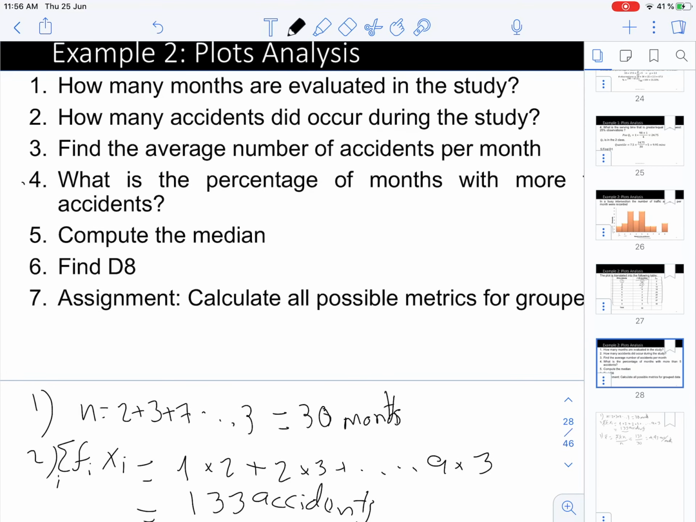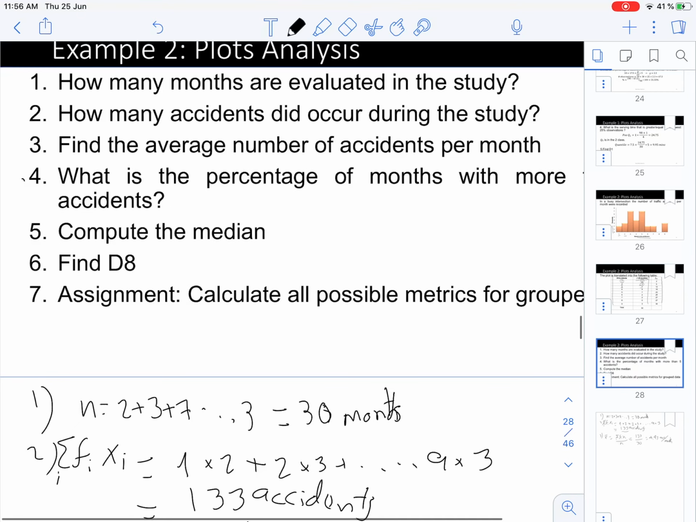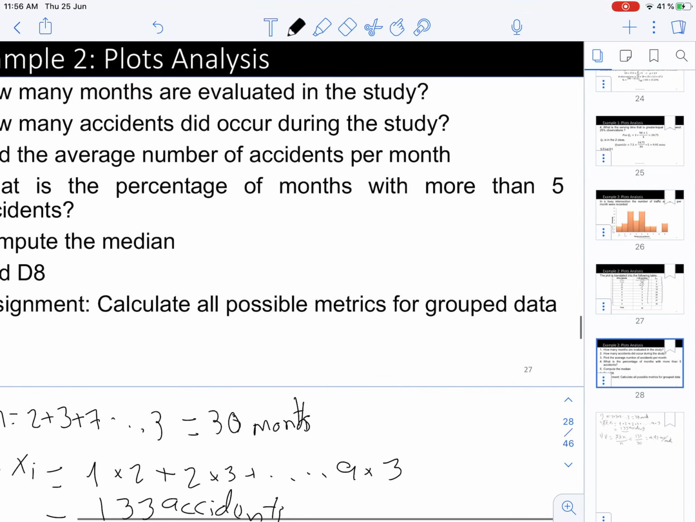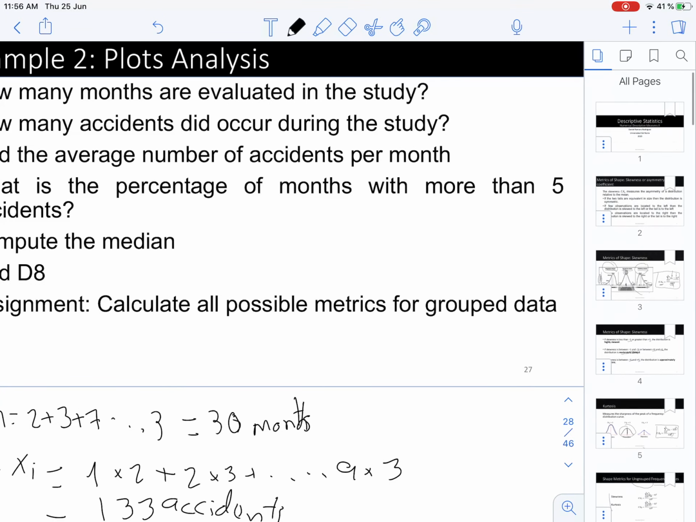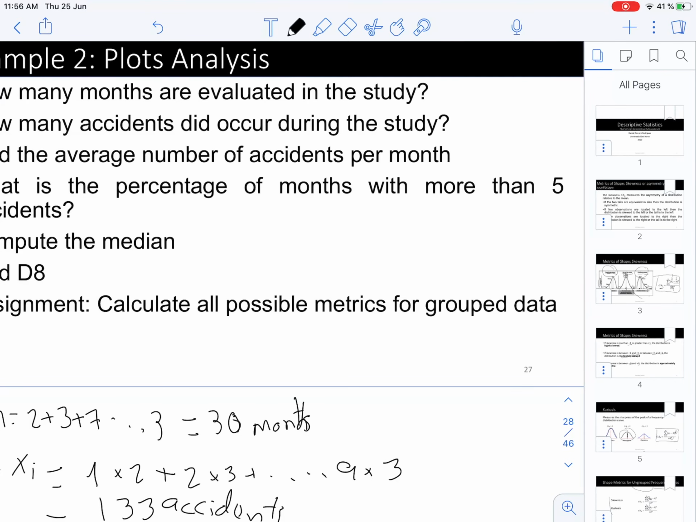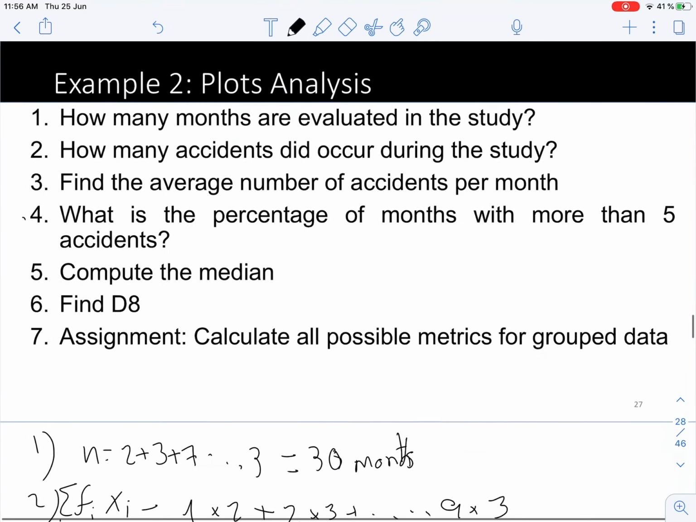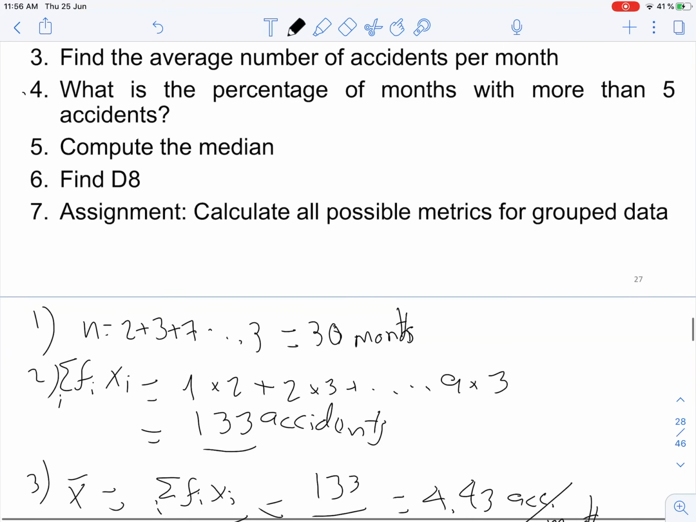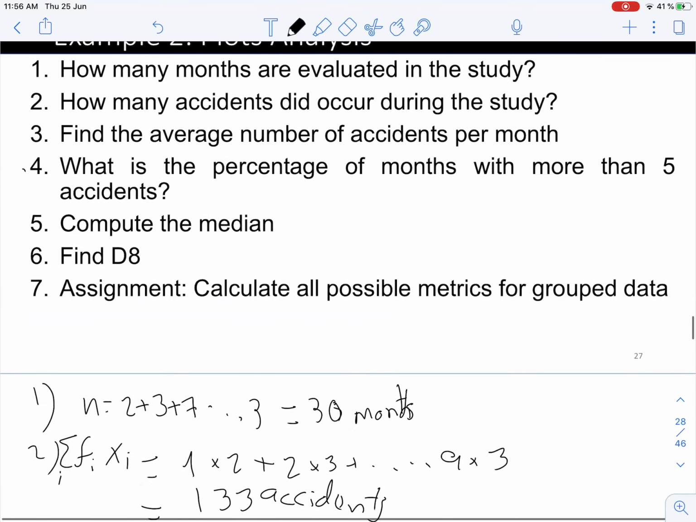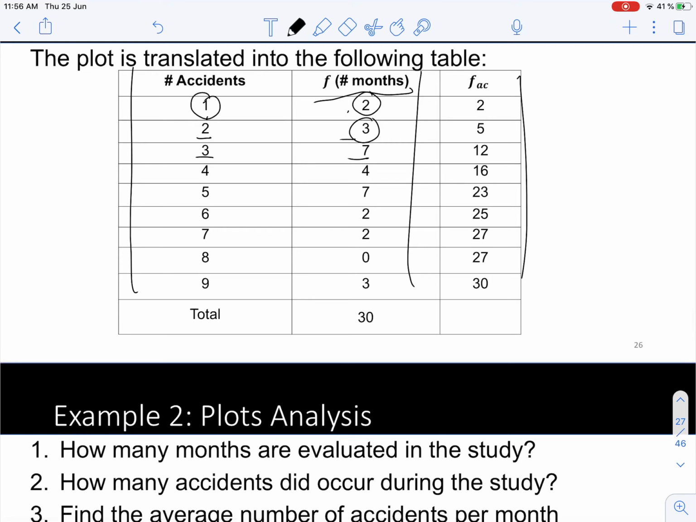The average rate in the study. So let's find these last two questions, number 4 and number 5. What is the percentage of months with more accidents? I'm sorry, with more. I'm missing something here. What is the percentage of months with more than 5 accidents? I was missing that last part, and that changes the meaning of this example, right? What is the percentage of months with more than 5 accidents?